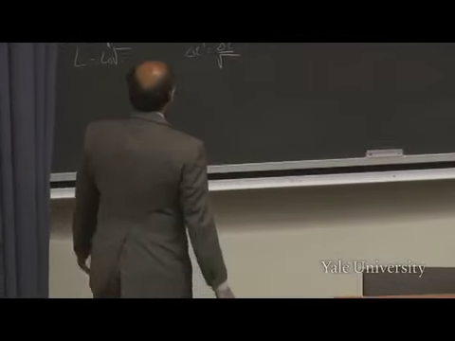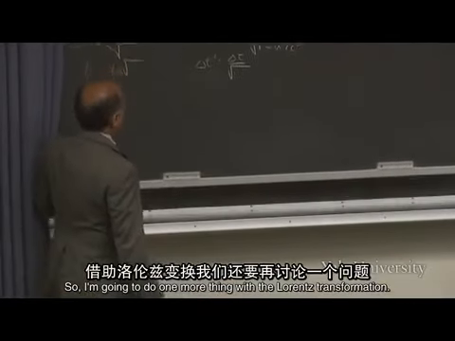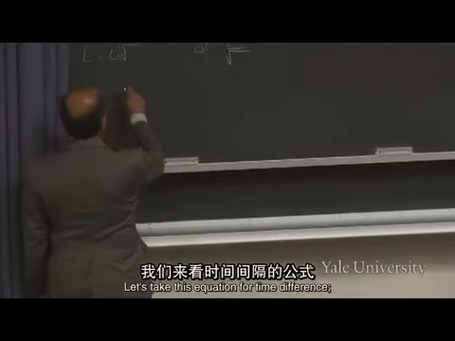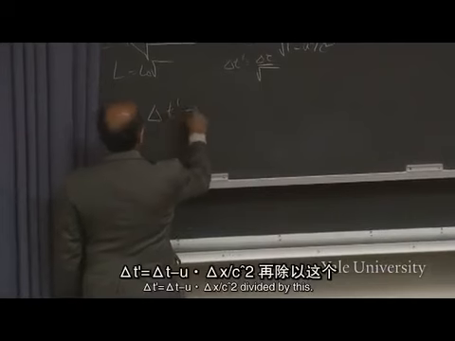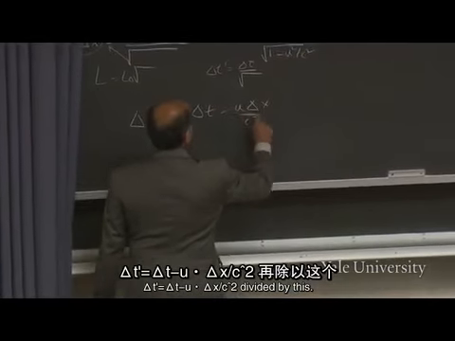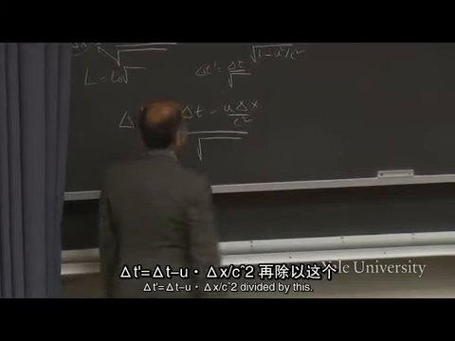Okay. So I'm going to do one more thing with the Lorentz transformation. This is pretty interesting. Let's take this equation for time difference. Delta t prime is delta t minus u delta x over c squared, divided by this.